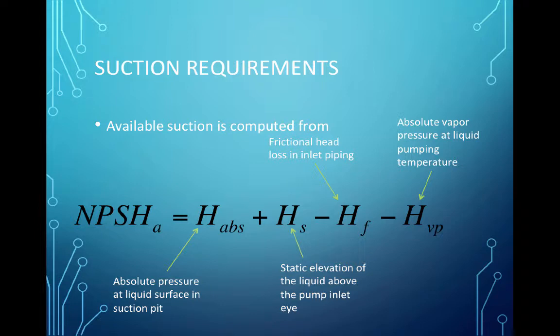The frictional head loss in the inlet piping, and then the absolute vapor pressure of liquid at the pumping temperature. So this last term we look up on our online toolkit. Frictional loss, static head, this one's certainly a design variable. That is what we determine based on hydraulics, and then the absolute pressure of liquid surface depends on the elevation above sea level and the temperature that the system is going to operate.